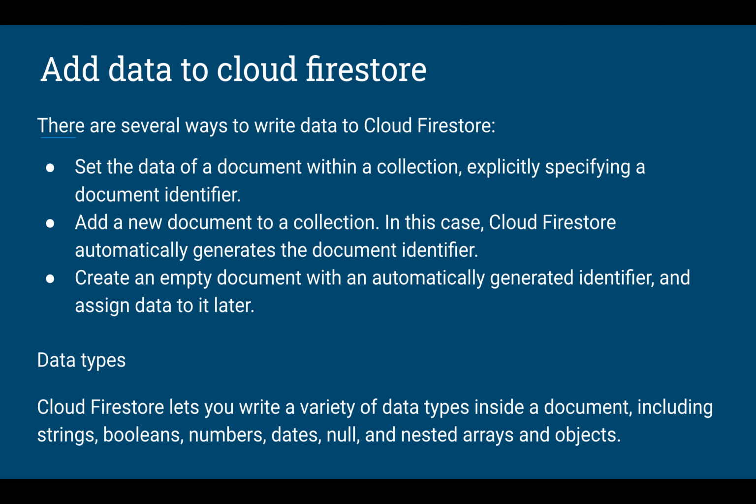Now, how to add data to your Cloud Firestore. There are several ways to write data to your Cloud Firestore. You set the data of a document within a collection. You can set it by giving it an ID, or you add a new document to a collection and Cloud Firestore automatically generates the ID for you, or you create an empty document with an automatically generated identifier. So these are the simple ways to write data to your Cloud Firestore.